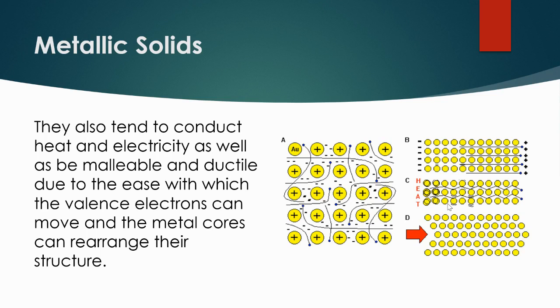And the reason for this is because the metallic atoms are free to move and still be attracted to neighboring atoms because of these shared electrons. So if you apply a force to a metal, the metal atoms will simply shift their position but still share their electrons with their neighboring atoms. And that allows them to be malleable or ductile.